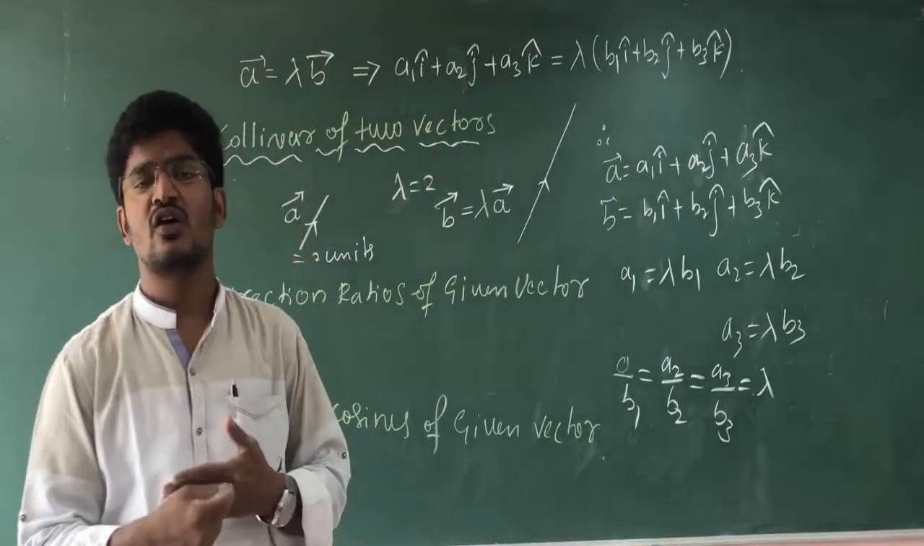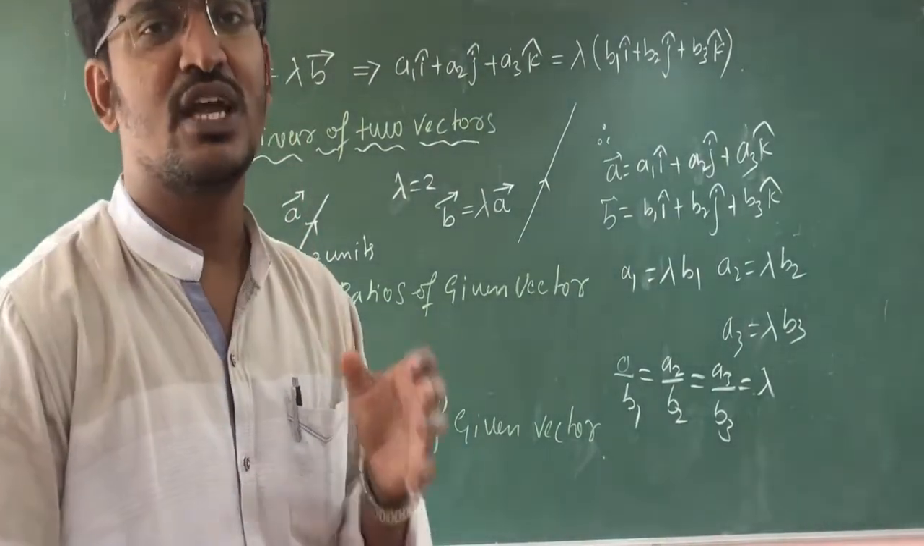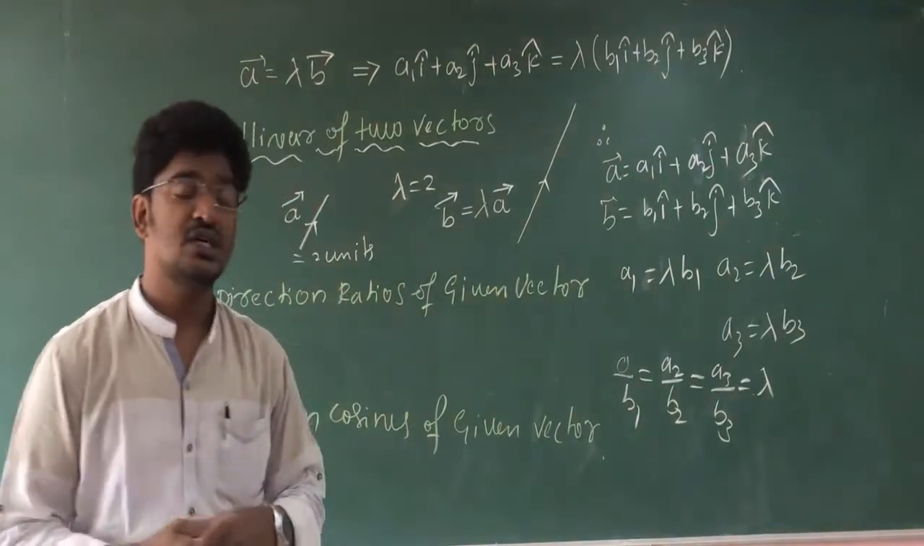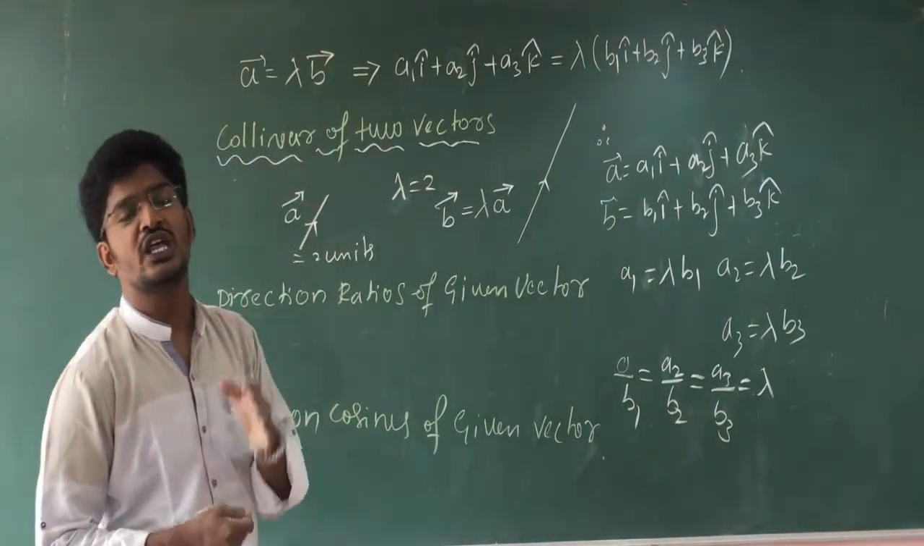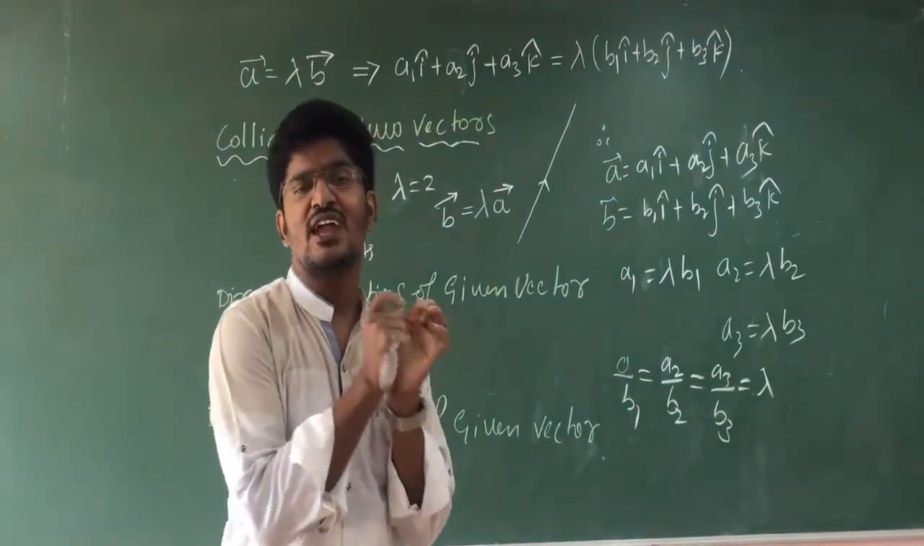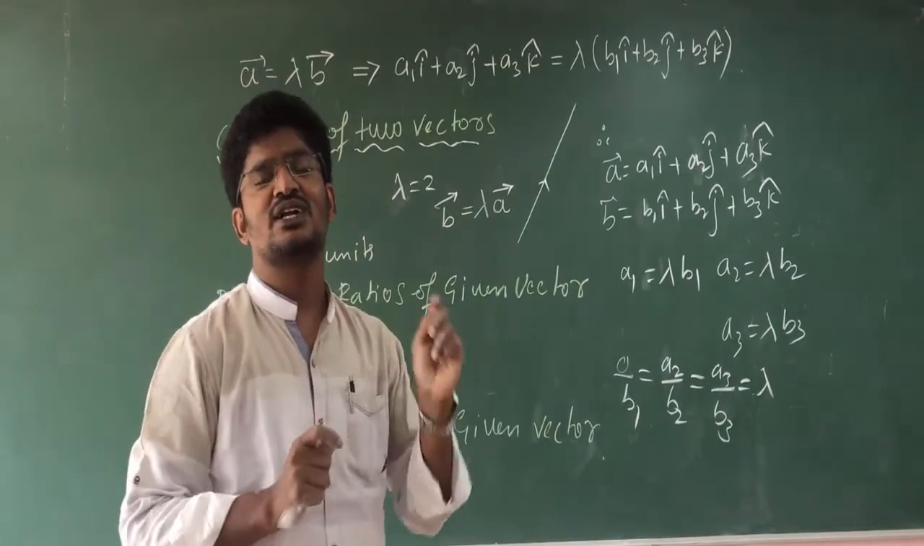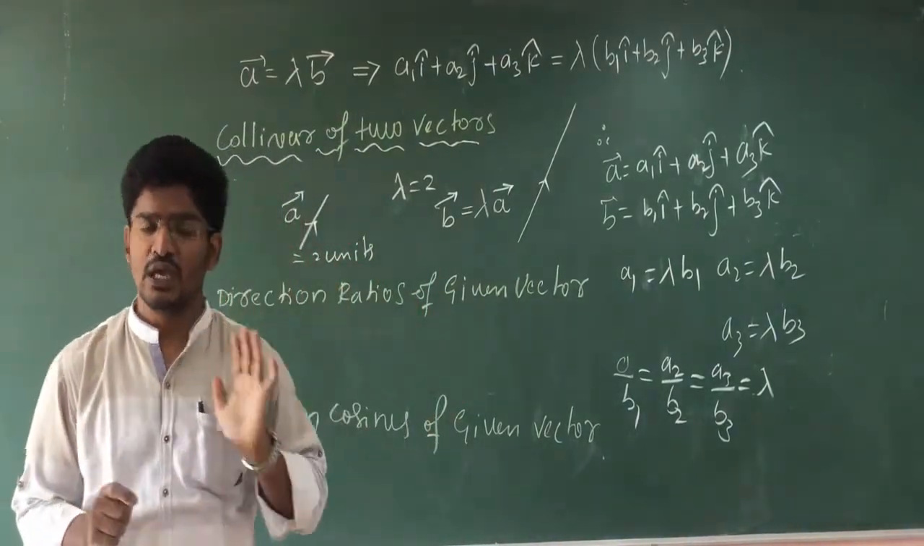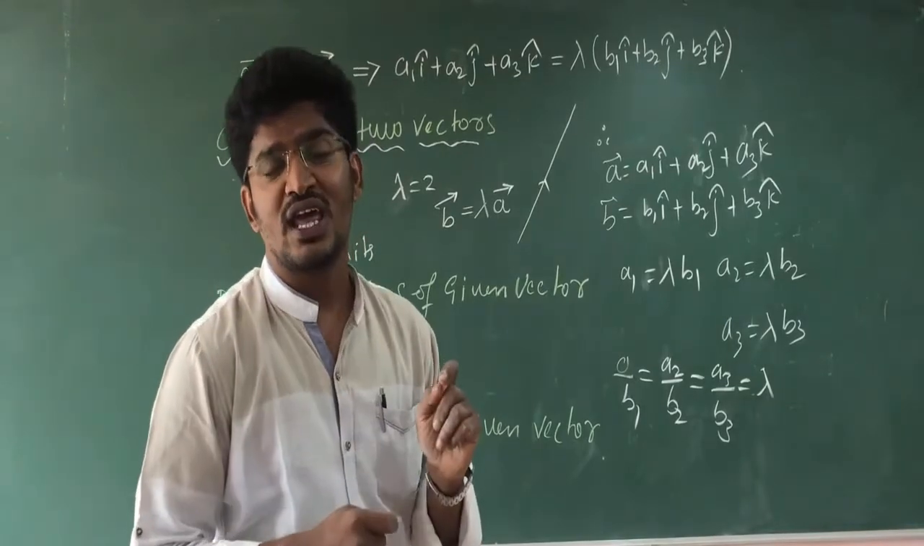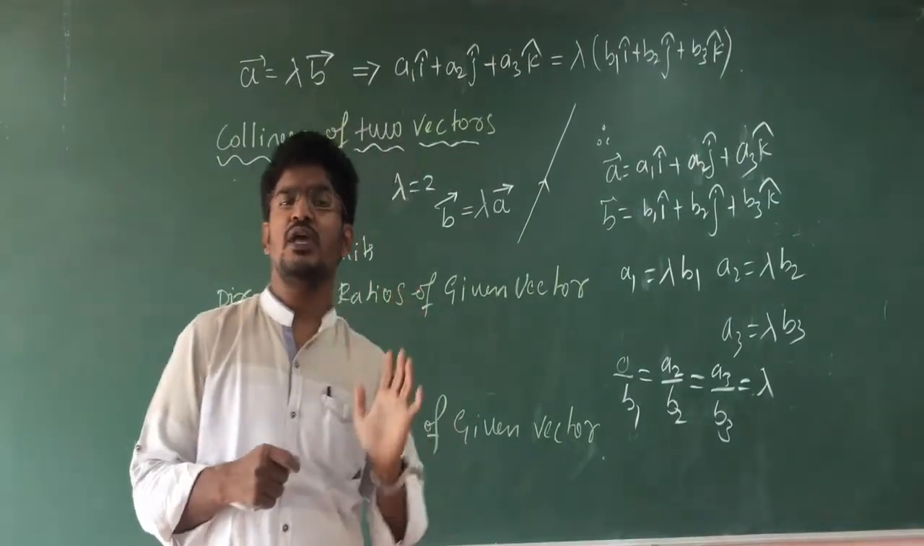Whenever we come across examples in the exercise, you will get more clarity. But first you must have an idea what is a collinear vector. If A and B are two collinear vectors, then vector A is equal to lambda times vector B. This will be the definition. Vector A will be equal to lambda times vector B.